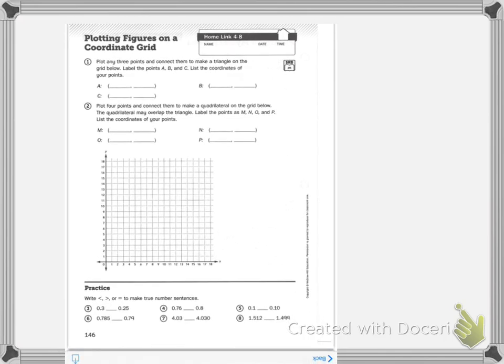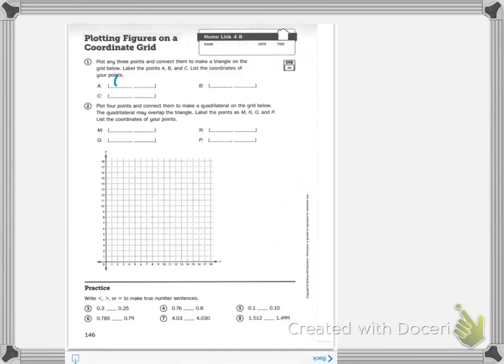It says plot any 3 points and connect them to make a triangle on the grid below. Label the points A, B, and C. List the coordinates of your points. So here's the deal. I'm going to put 1 point on there. That's what you need to do. You can have the same point as me or you can have a different one. So I'm going to pick 12 and 3.